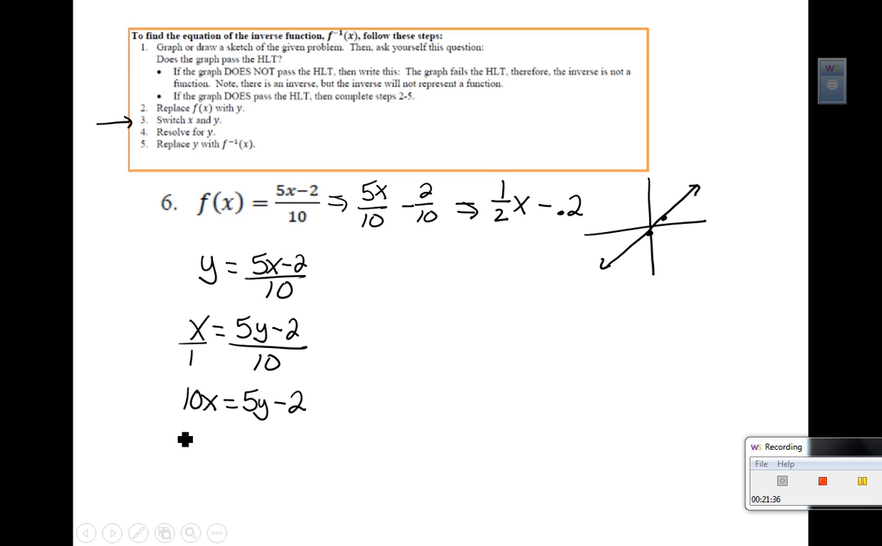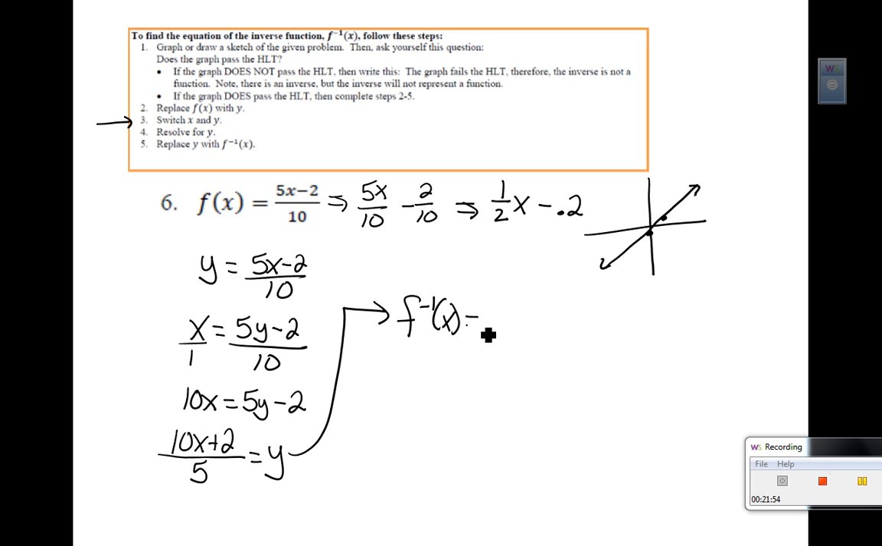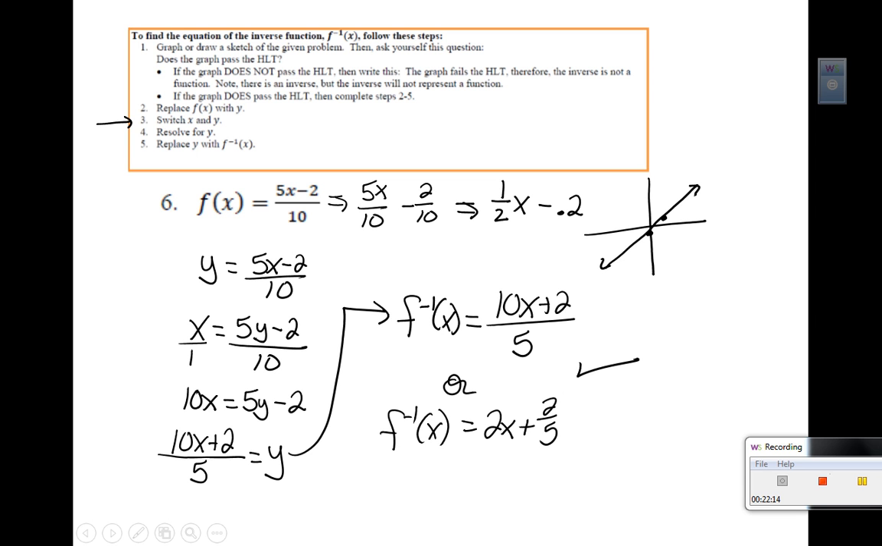Let's add 2 to this side. Divide by 5 to get y. So here's my answer. f inverse of x equals 10x plus 2 all over 5. Or, if you don't like the way that looks, 10 divided by 5 is 2, so I got 2x plus 2 divided by 5. Boom. So that's all there is to it, guys. That's how you find the inverse.